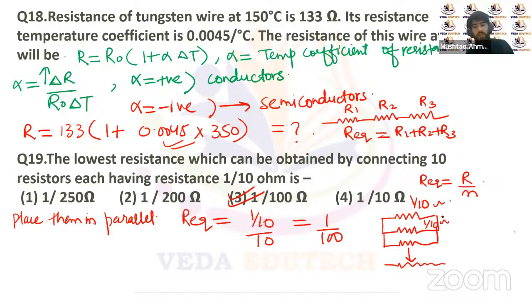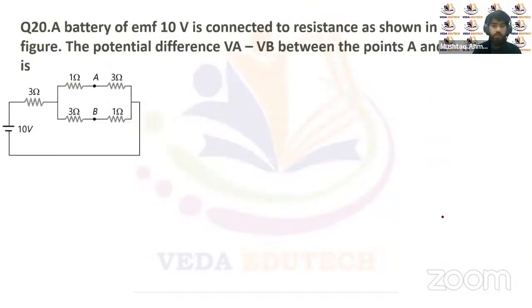So this is the equivalent resistance for this circuit for question number 19, right? Now let's move on to the next question. Now let's discuss question number 20.